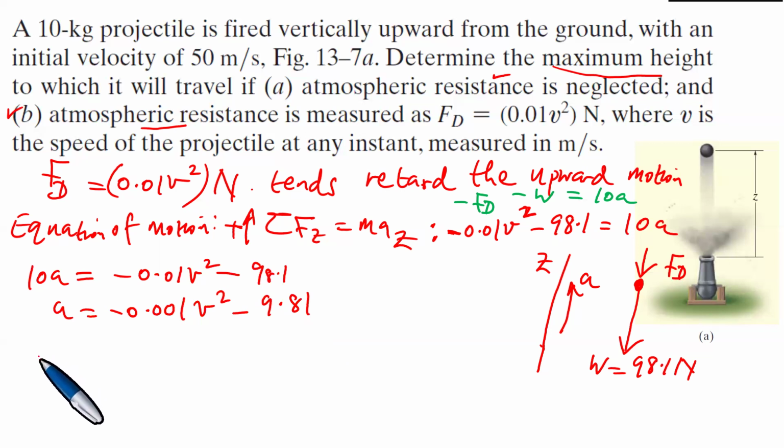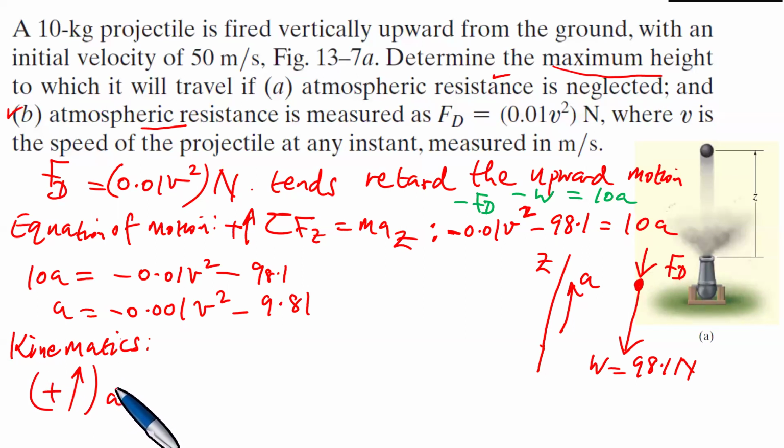But now, with this mentioned, there's something called the kinematics. Right, let's look at the kinematics. If the motion is straight up and we're looking at the fact that it is moving upwards, and we're choosing upwards as positive, we will get the following.